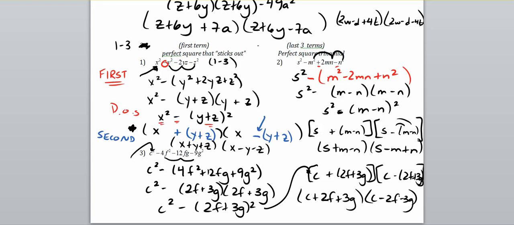Okay, so make sure you guys understand these. If you need to replay it again, do so, and we will work on more examples of this in class.